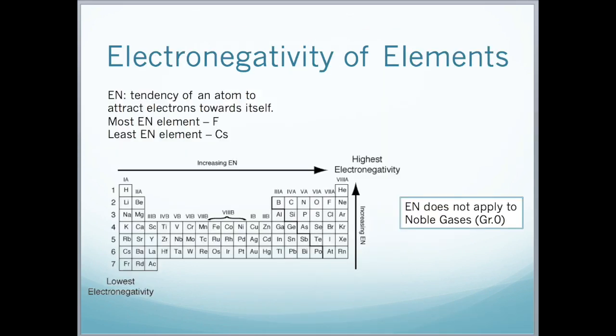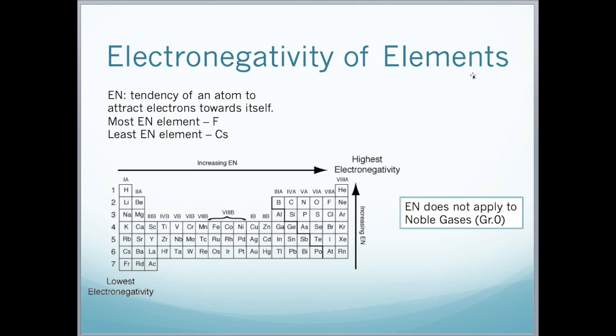The electronegativity of an element increases from the left to the right, as shown by this arrow here, and it decreases down a group or increases up a group. So first of all, what is electronegativity? It is the tendency of an atom to attract electrons towards itself.